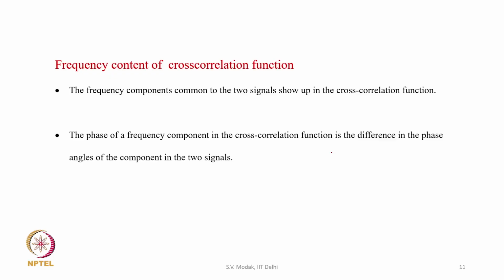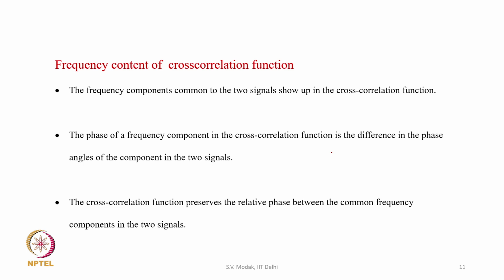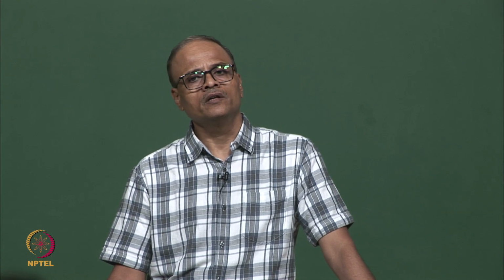Also, the phase of a frequency component in the cross correlation function is the difference between the phase of that component in the two signals, and therefore, the cross correlation function preserves the relative phase between the common frequency components in the two signals. So, the cross correlation function not only has magnitude, but it also has phase, and the phase of a frequency component in the cross correlation is the relative phase between the corresponding component in the two signals.